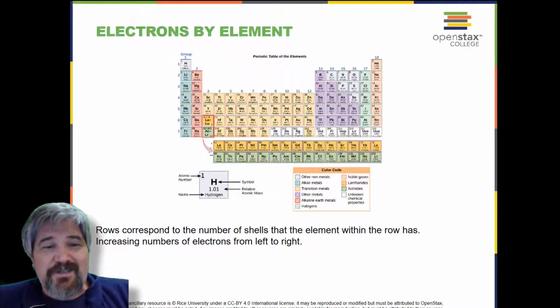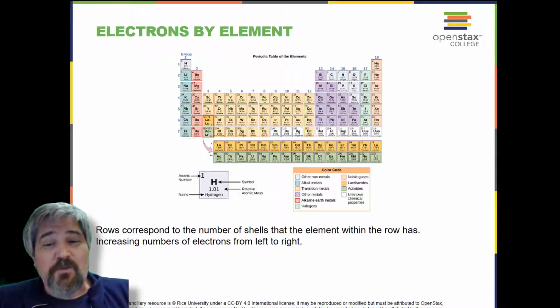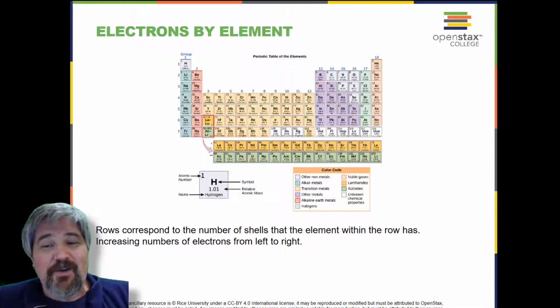The second and third energy levels can hold up to 8 electrons. The 8 electrons are arranged in 4 pairs, and 1 position in each pair is filled with an electron before any pairs are completed. Looking at the periodic table, you will notice that there are 7 rows. These rows correspond to the number of shells that the elements within that row have. The elements within a particular row have increasing numbers of electrons as the columns proceed from left to right. Although each element has the same number of shells, not all of the shells are completely filled with electrons.